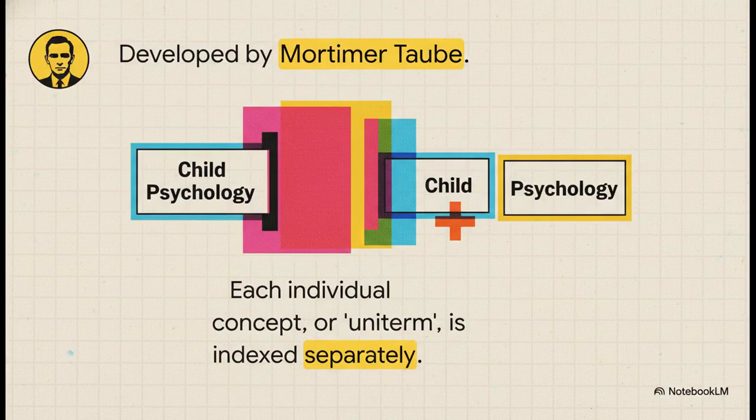The big pioneer of this approach was a guy named Mortimer Taube, and his system was called Uniterm. The idea was so simple, it was revolutionary. Just break everything down into its single most basic concepts, its uniterms, and then index every single one of those terms separately. The document isn't about child psychology, it's about child and psychology.